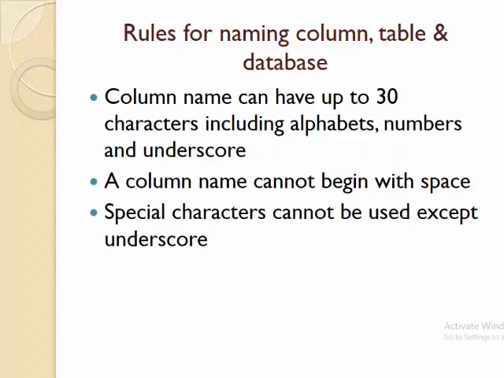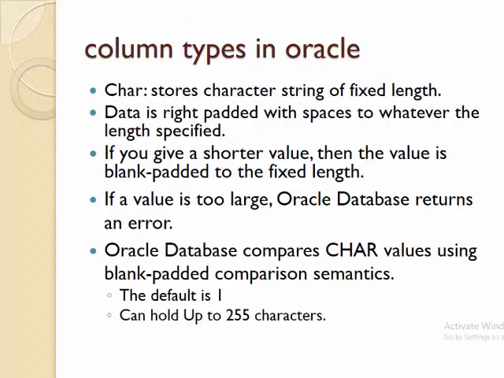Now before specifying the table and creating the columns, we have to understand the rules which are followed by Oracle in naming columns or tables. So a column name can have up to 30 characters including alphabets, numbers and underscore. A column name cannot begin with a space. Special characters cannot be used except the underscore. Now column data types.